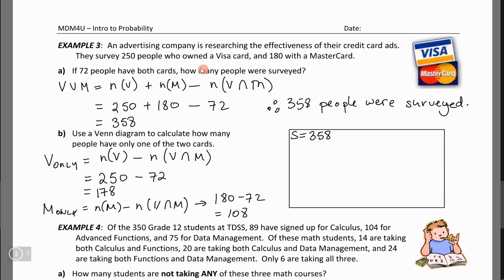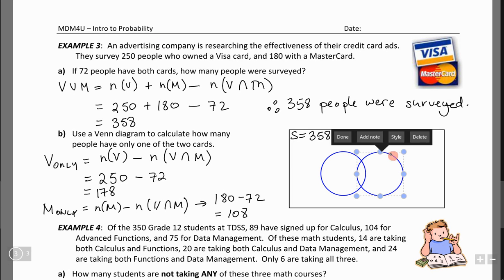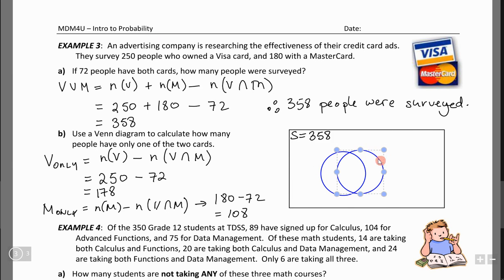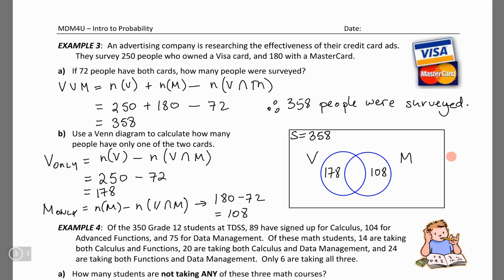Total people surveyed. Just going to draw my 2 circles. So here's one, and here's another. And I'm just going to move them a little bit closer together like this, just so you can see a good intersection here. Oops, that's too much. Let me just tone it back a bit. There we go. Okay, so I'm going to say the left one is the Visa holders, the right one is the MasterCard holders, and inside I have 178 who own only a Visa. And on the right, I have 108 who only own a MasterCard, and in between, I have the ones who share both, 72. Okay.